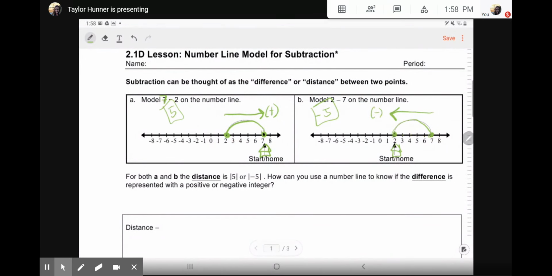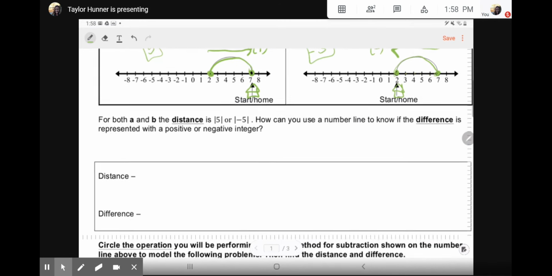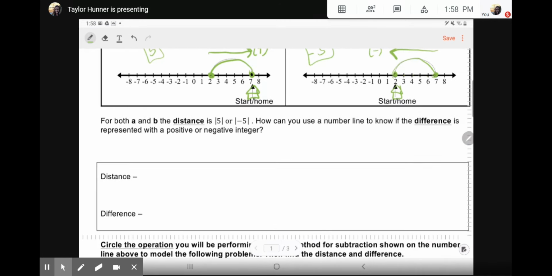This next part says for both A and B, the distance is the absolute value of 5 or the absolute value of negative 5. Those bars there just mean absolute value, and that means whatever is inside those bars will be positive even if it's negative. So 5 and negative 5, when they come out of the absolute value, they'll both equal positive 5.